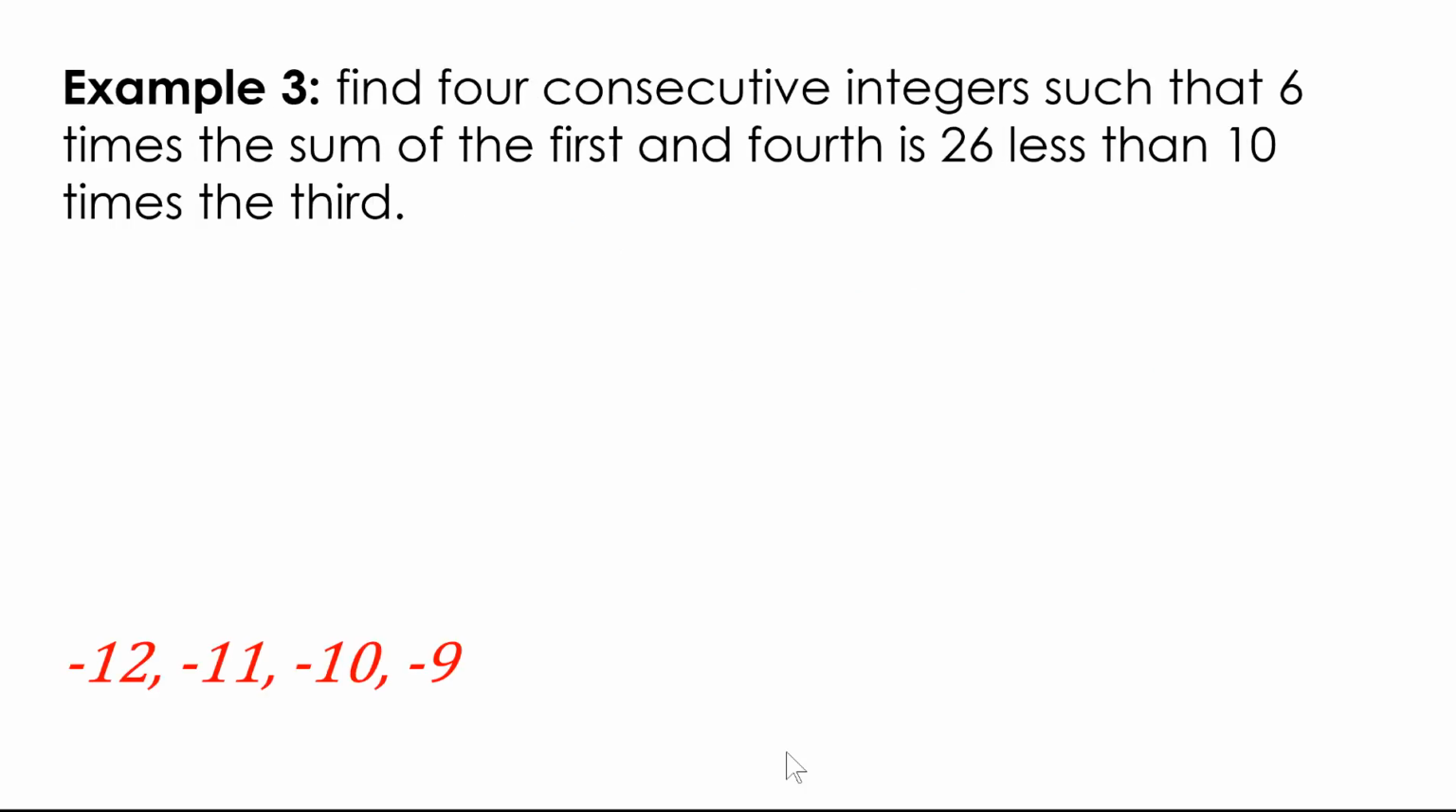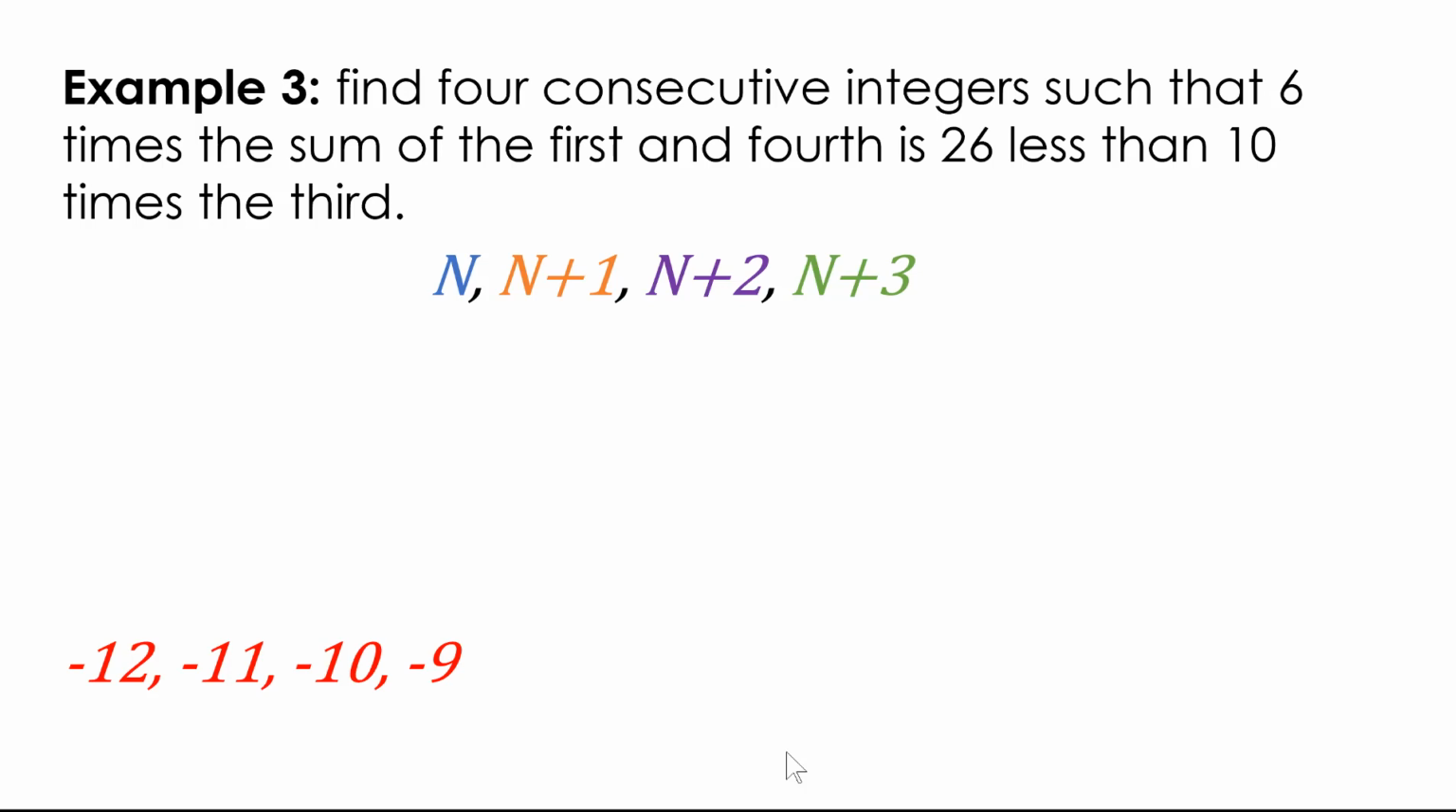All right, last one. I forgot to animate that last part. It says find 4 consecutive integers such that 6 times the sum of the first and fourth is 26 less than 10 times the third. Again, that's a whole lot of information, so you want to make sure you write it down carefully and in an organized way. This time it's 4 consecutive integers, so n, n plus 1, n plus 2, and n plus 3. We've got 4 of them now.